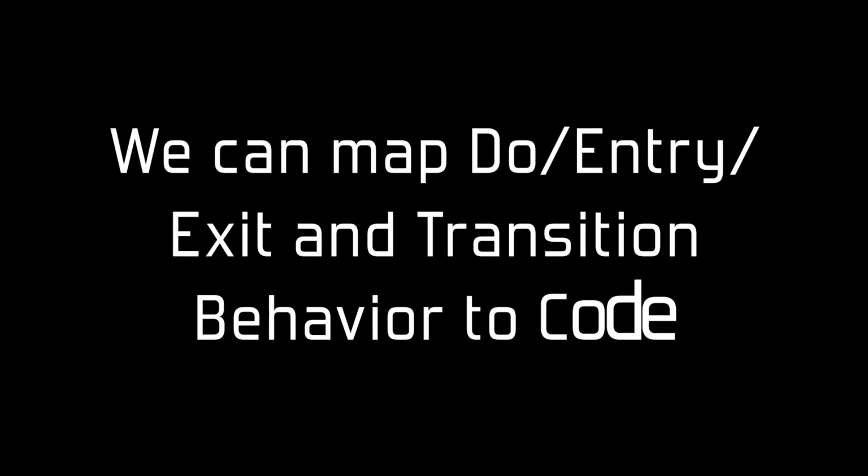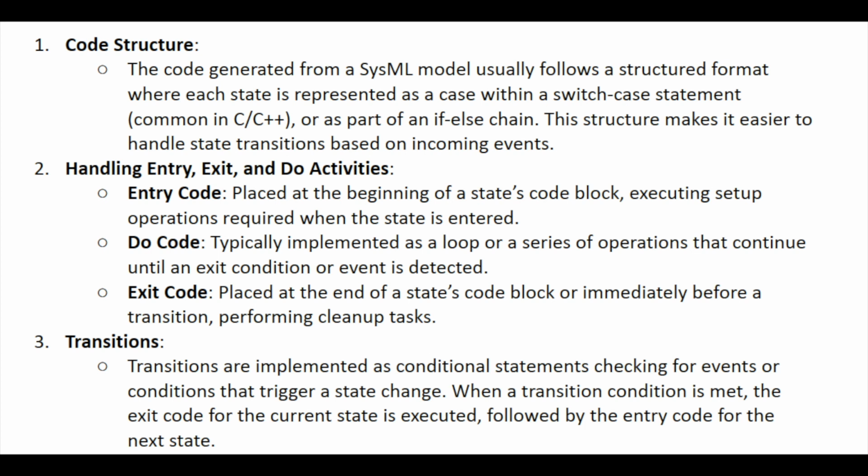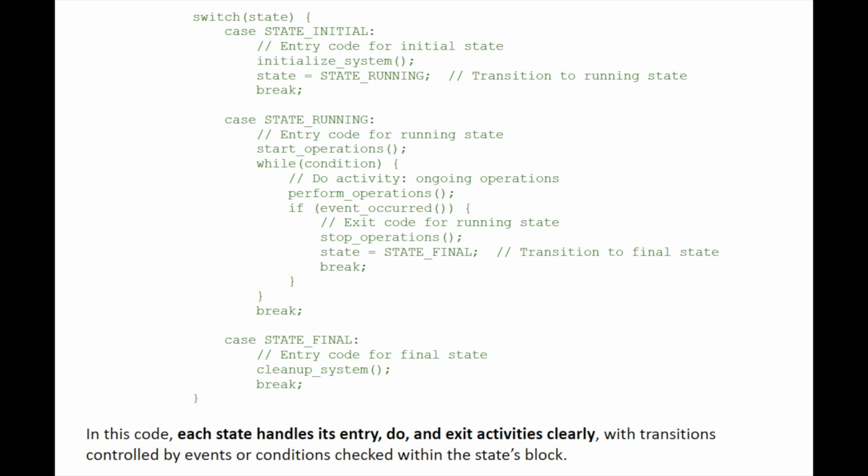So there's a simple pattern we can follow to implement a state machine as C or C++ code, and that is to model each state as a clause within a case or switch statement. And here's a simple example of that, also showing how the entry, exit, and do behavior is mapped.